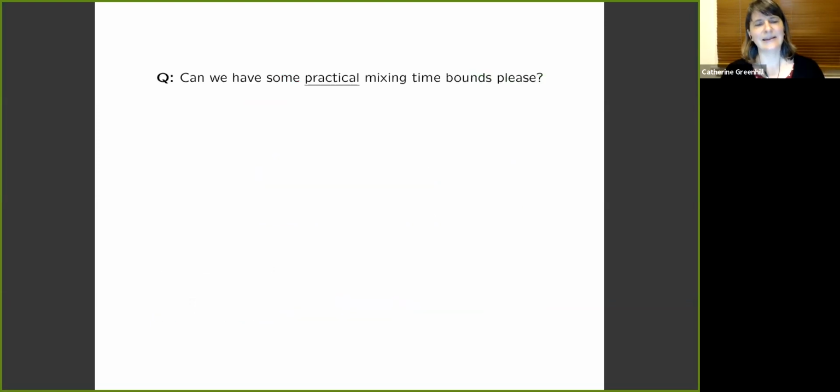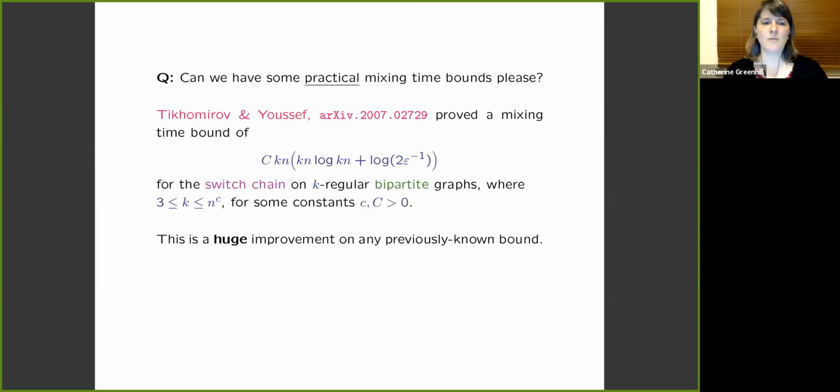I'm nearly finished. Can we have some practical mixing time bounds for the switch chain, please? Tikhomirov and Youssef say yes, you can, for the switch chain on K-regular bipartite graphs. This was about a year ago when this paper went up on arXiv. You can see the bound is quadratic in the number of edges. So this is a really, really huge improvement on what was known before.